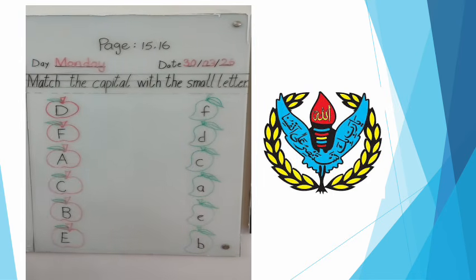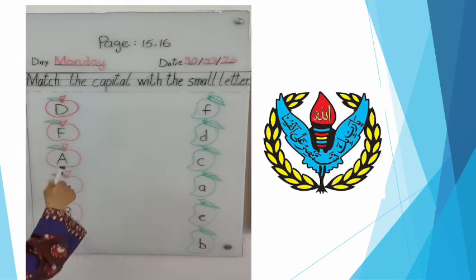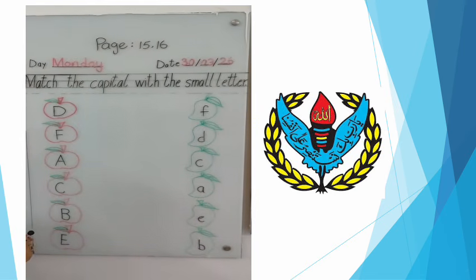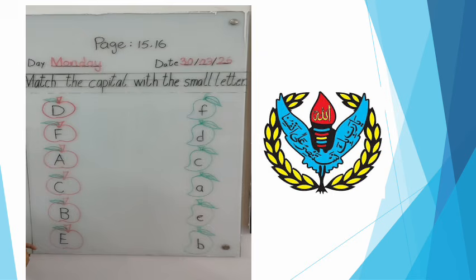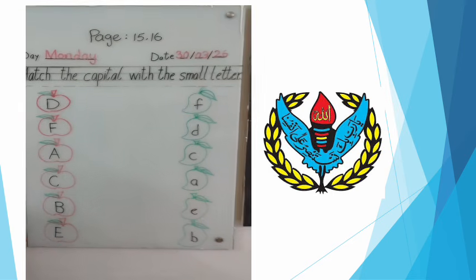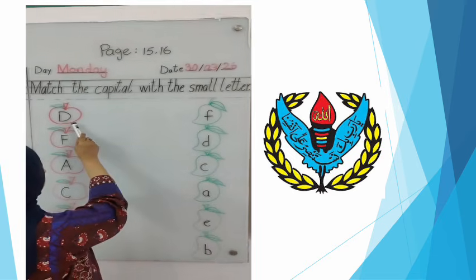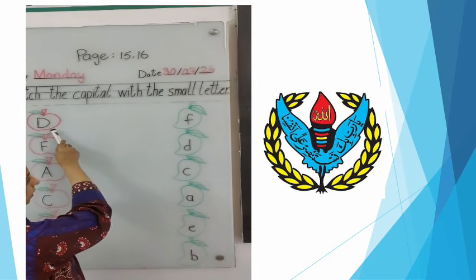First, see which alphabet is this. Yes, it is capital D. We have to find out the small d and match them with a straight line. Now move to the mangoes. We have to find out the small d.